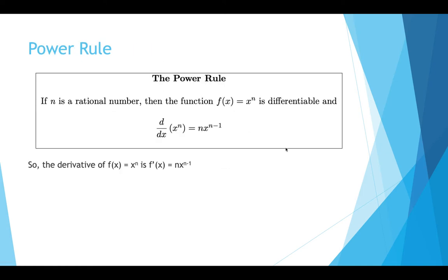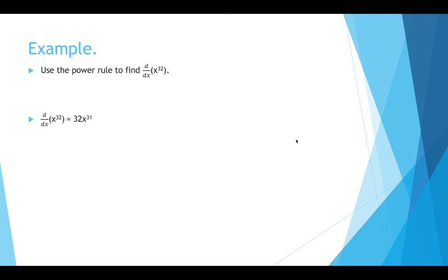All right, the power rule. If n is a rational number, then the function f of x equals x to the n is differentiable, and the derivative of x to the n is n times x to the n minus 1. You need to memorize this. The derivative of f of x equals x to the n is f prime of x equals n times x to the n minus 1 power.